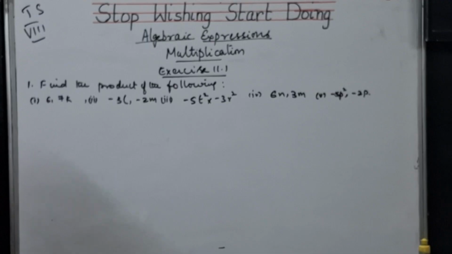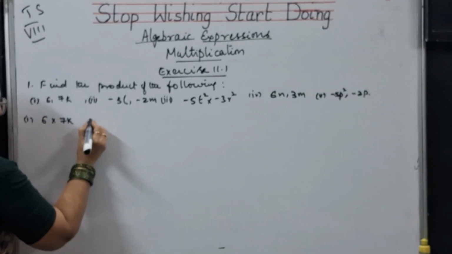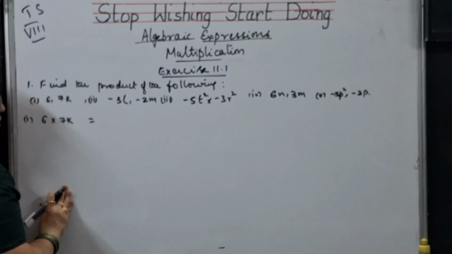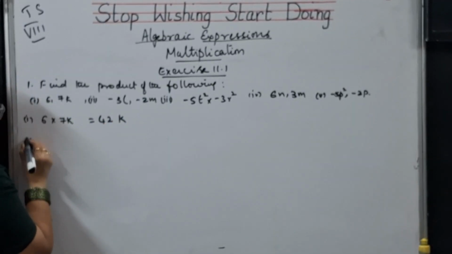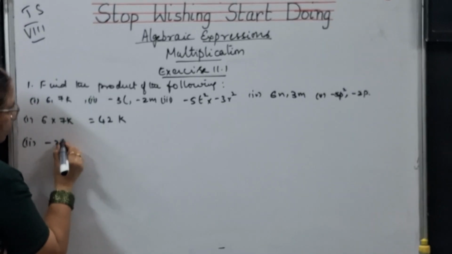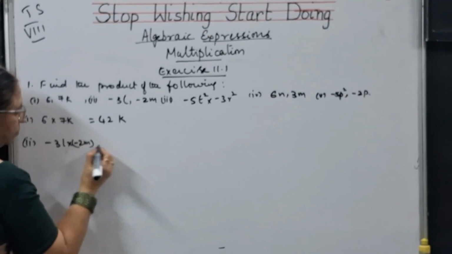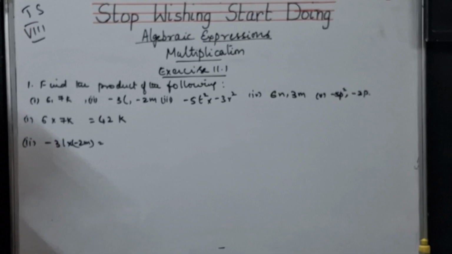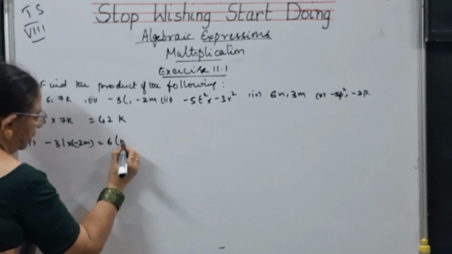Now exercise 11.1, first problem. Find the product of the following. So first bit: 6 and 7k. Here both of them have the same sign, so plus. No need to worry. 6 7s are 42k. Second bit: minus 3l into minus 2m. Here also both of them have the same sign, so it is a plus. No need to worry. 3 2s are 6. L into m, lm.